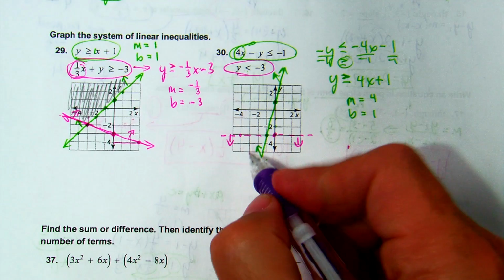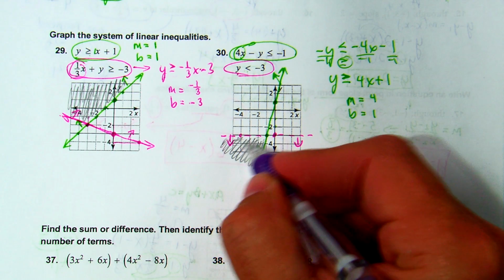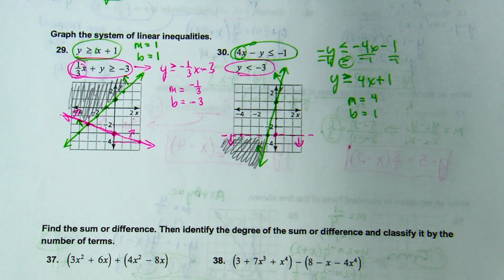Both of my arrows point to this section. Arrow from one line and the other point to this section, so that's the section I can shade in for the inequalities there.